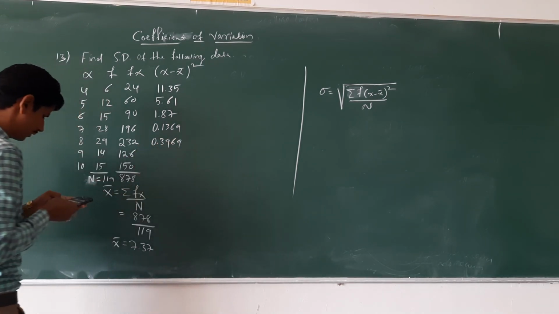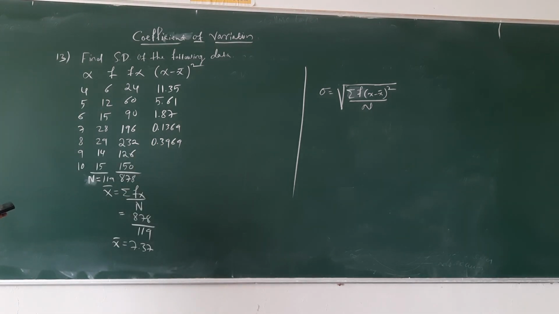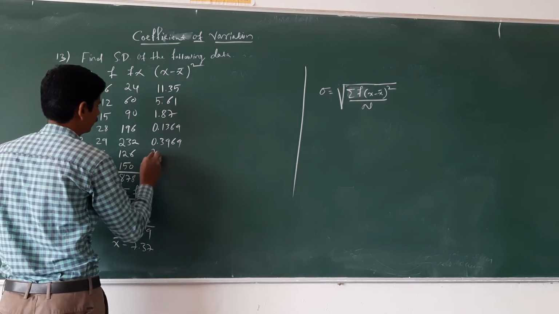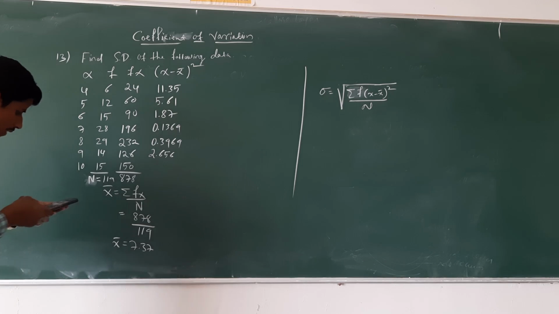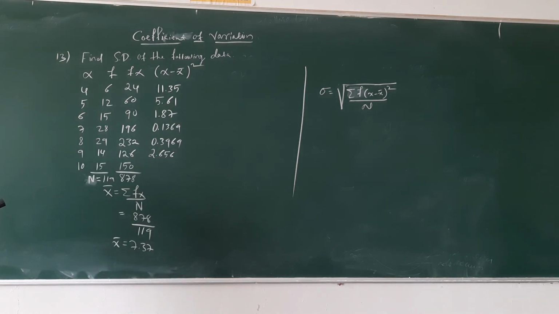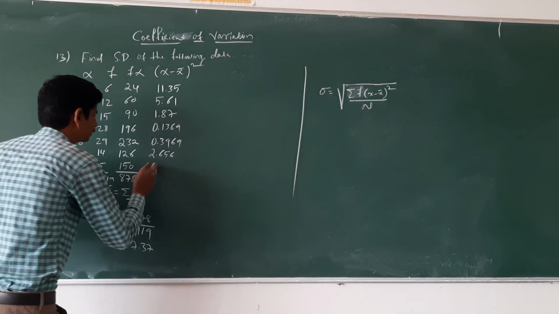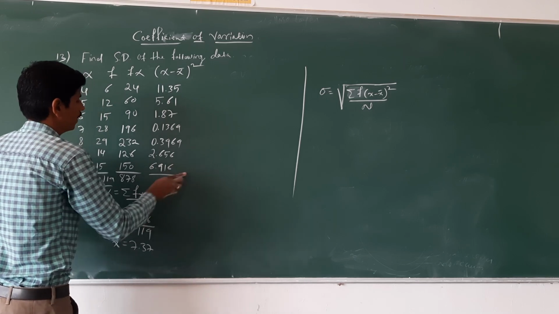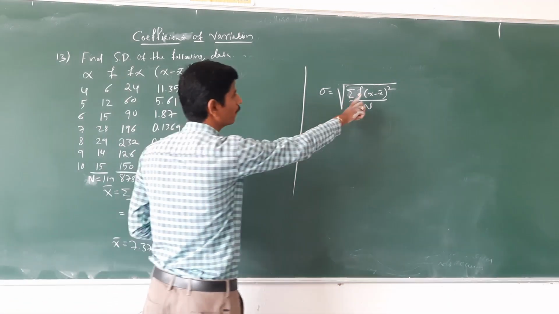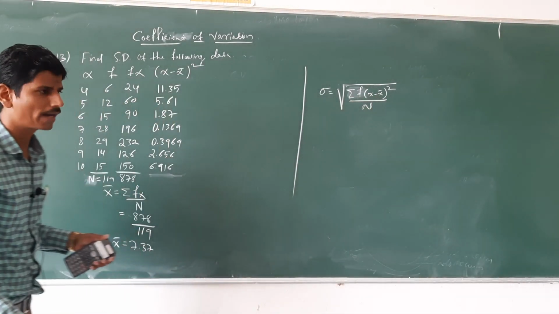The next, 9 minus 7.37 is 1.63, its square is 2.656. The next, 10 minus 7.37 is 2.63, its square is 6.916. Okay, next we have to multiply the frequency into (x minus x bar) whole square.